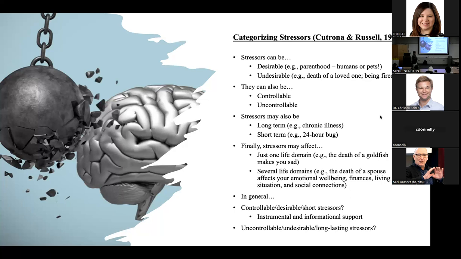For typically uncontrollable, undesirable, and long-lasting stressors, you want to be more in the emotional, esteem, and network support, right? You can think of it as these are the forms of social support that fix, and these are the forms of social support that go alongside, right? Emotional, esteem, and network support are especially effective for facilitating emotion-focused coping, and the others are more effective for facilitating problem-focused coping.